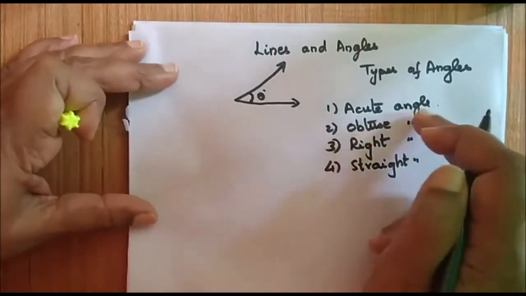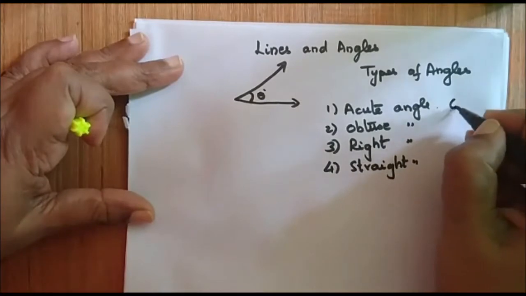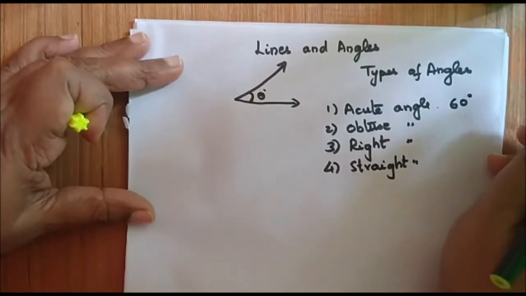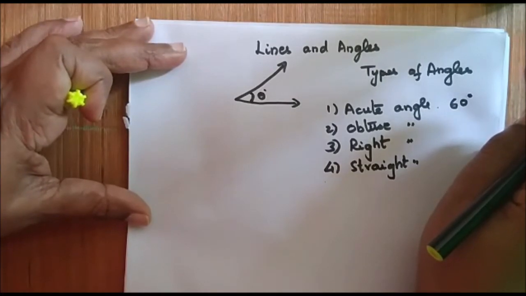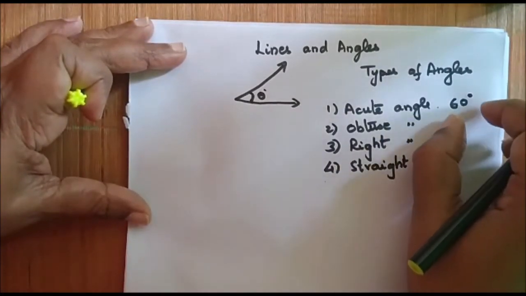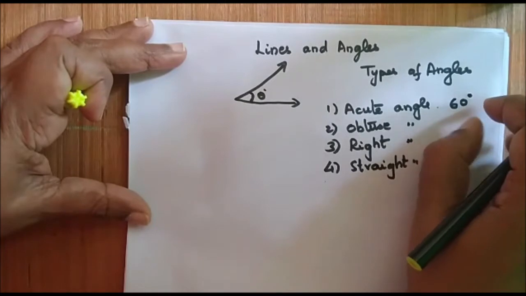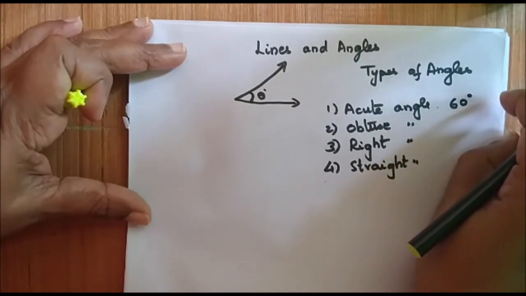Now what is an acute angle? Suppose I say 60 degrees. Is it an acute angle? Yes, it is an acute angle because the degree of the angle is less than 90 degrees. If it is less than 90 degrees, it is an acute angle.